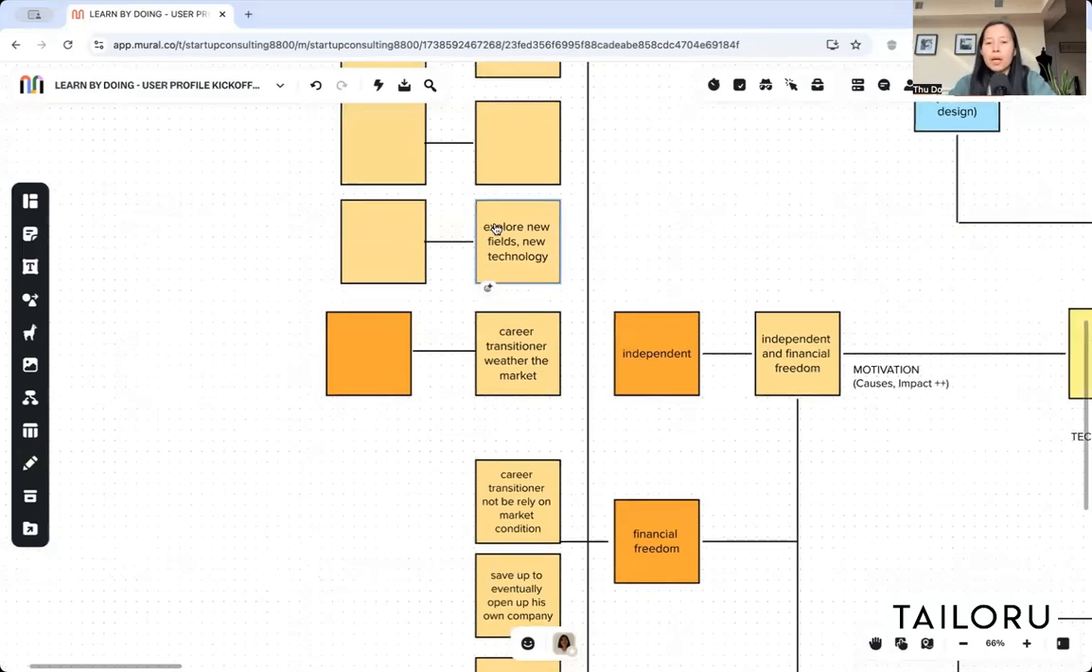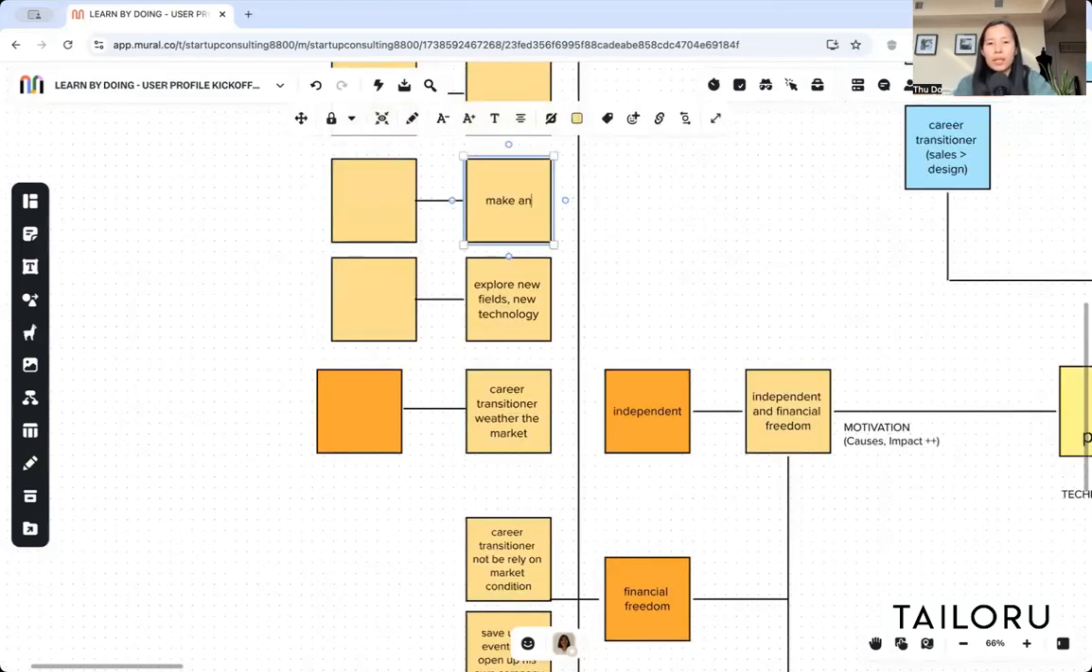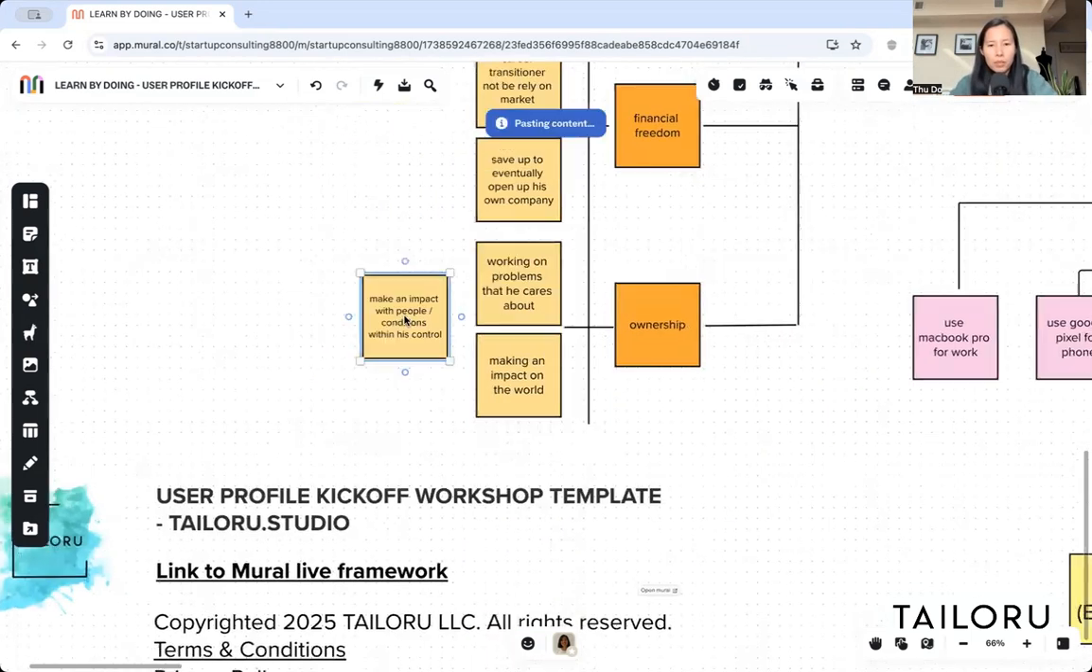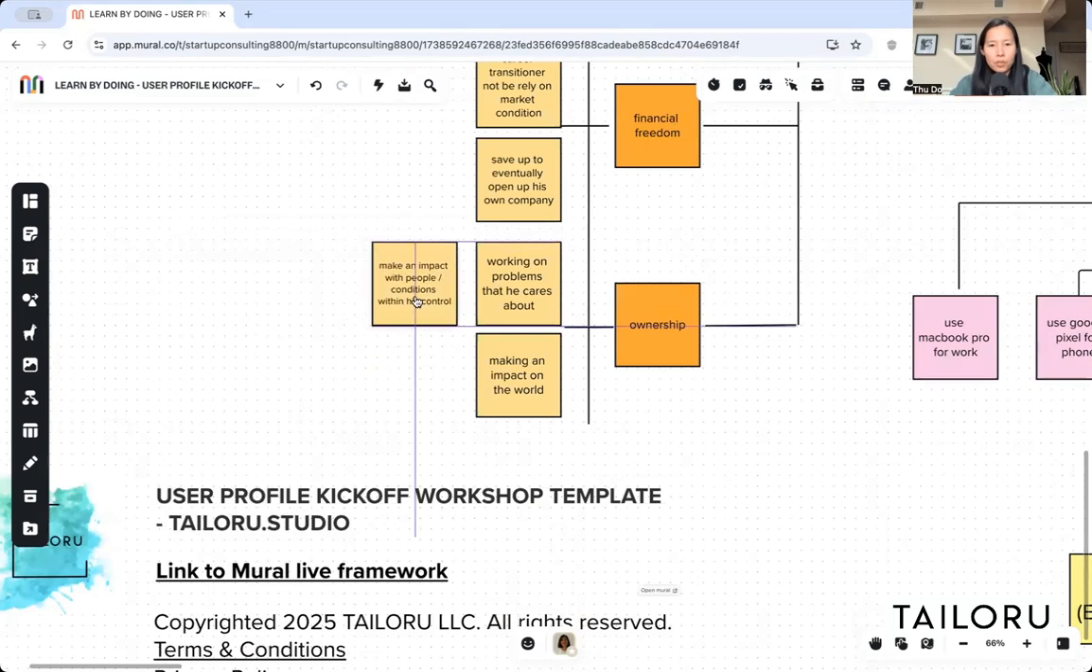So something about the ability to make an impact with people and conditions within his control. Something about control here, right? Actually, I'm going to put that under ownership.